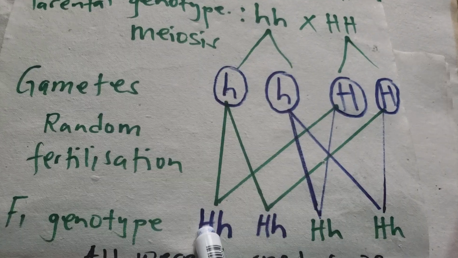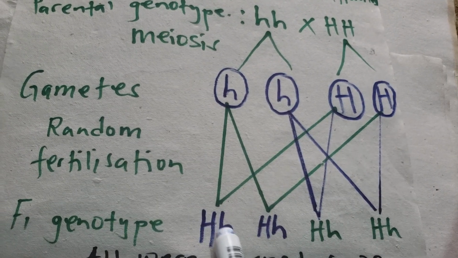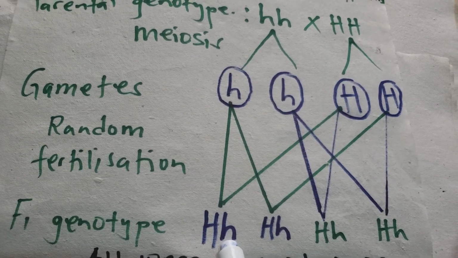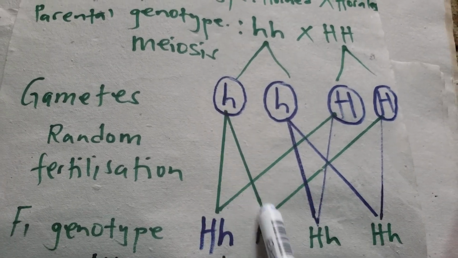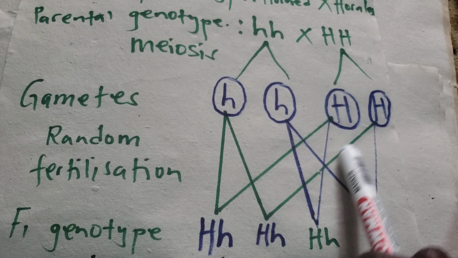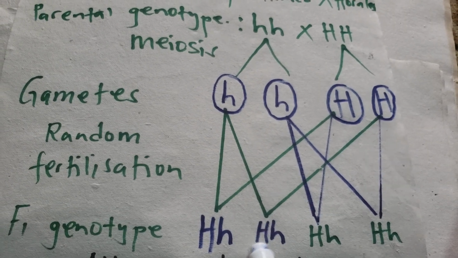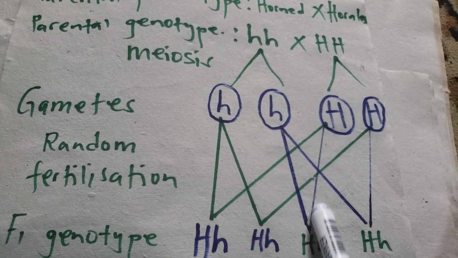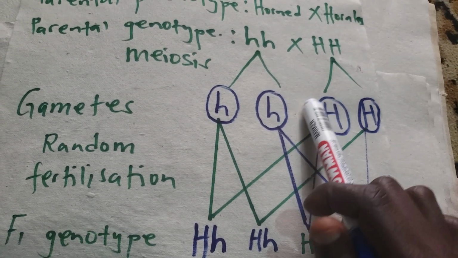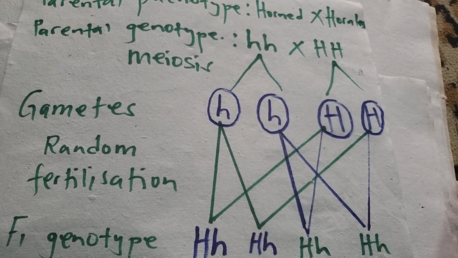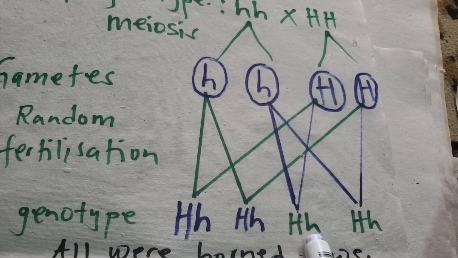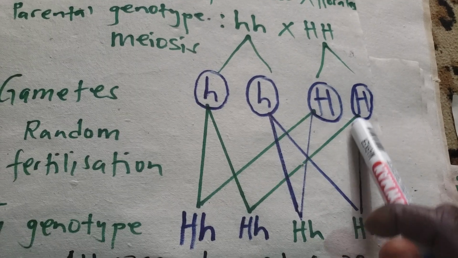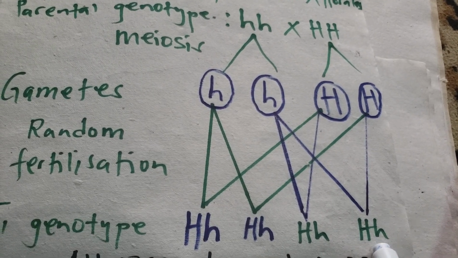The capital H has more power of expression than the small h. That's why we always begin with the capital letter: capital H, small h. Then this one also goes with the other one, so still we have capital H, small h. We come to the next one. This gamete comes with this one because this one is more dominant. This one comes as capital H, small h. Still this one goes with this, and here we have capital H, small h.